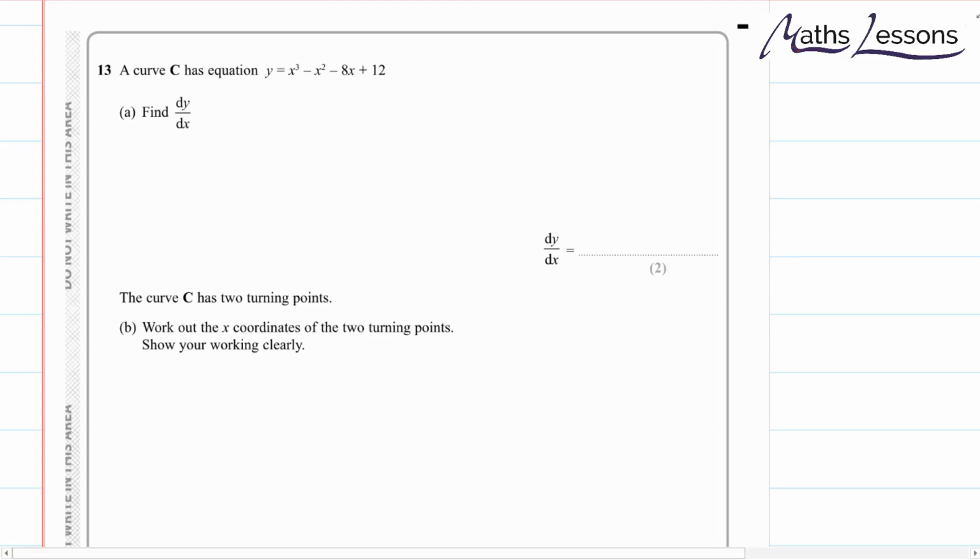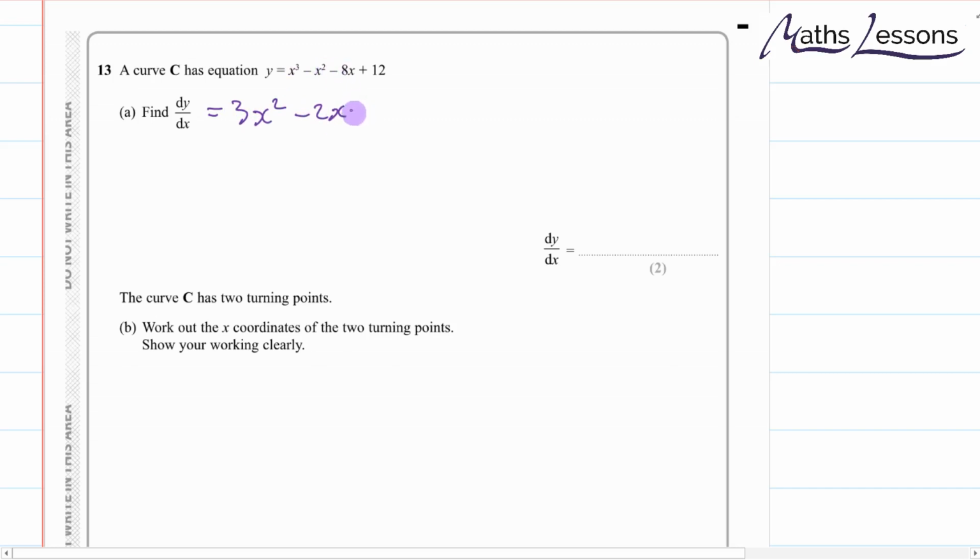Okay, let's work on this one. It's a little differentiation from our IGCSE question. To find dy by dx, remember the rule is times by the power, take 1 off the power. So times by the power 3, take 1 off the power, x squared. Times by the power 2, take 1 off the power, gives you 1.